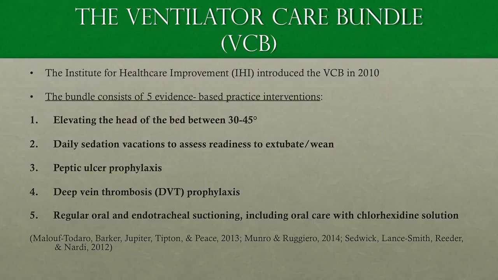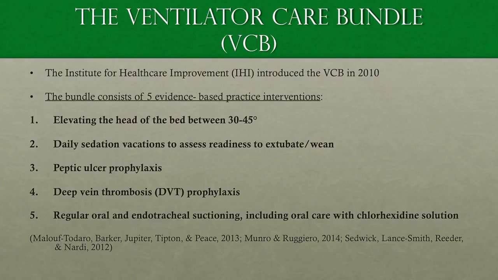The third intervention is peptic ulcer prophylaxis. Peptic ulcer prophylaxis lowers the pH of gastric content and decreases the production of gastric acid, thereby protecting the patient's airway from acidic exposure and inflammatory response due to possible aspiration.